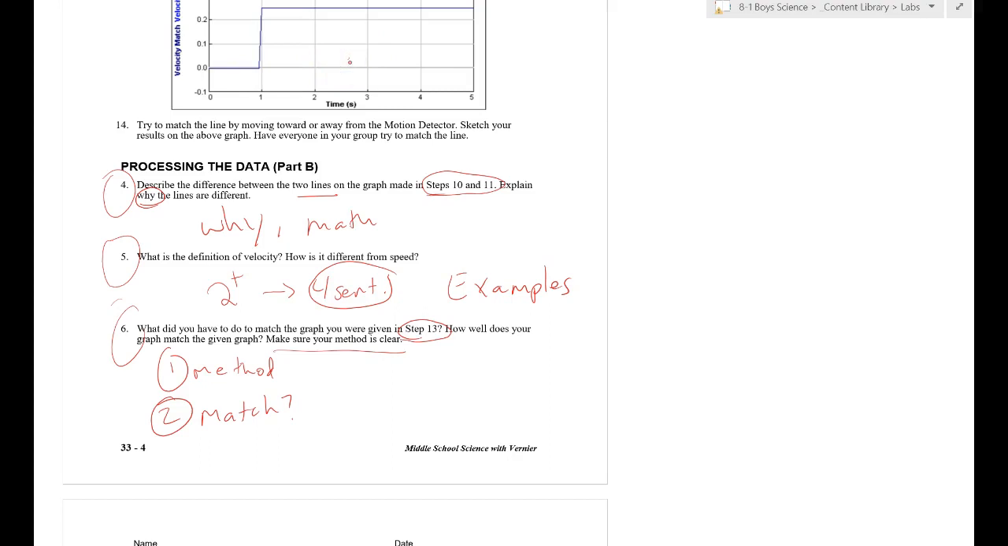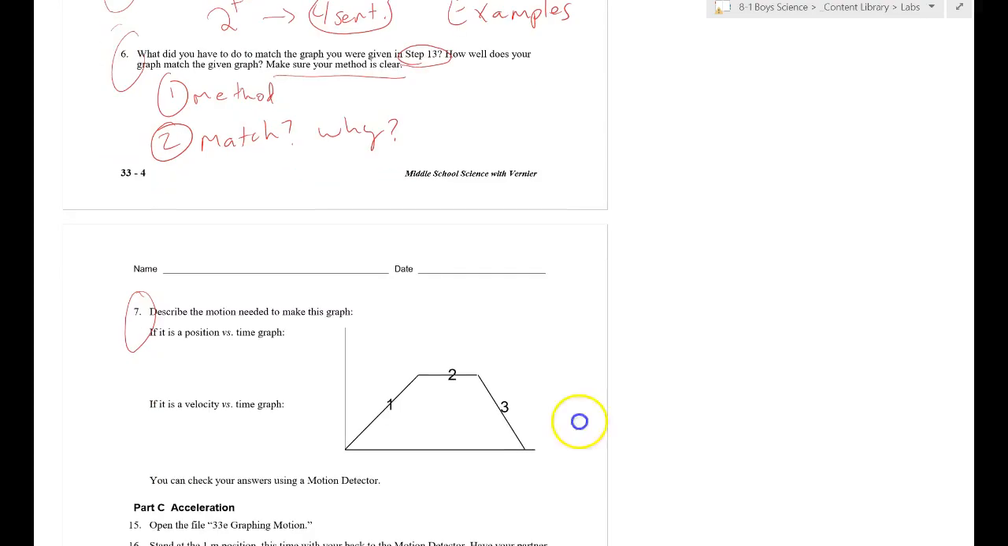Well, if it matches it pretty well, talk about why. If it's different than this graph, also talk about why. What was the difficulty in getting your lines to match this graph? Like, why was it difficult to do that? Is it something wrong with the motion sensor? Is it something wrong with the method? You know, like what's going on here? What was making that so difficult?